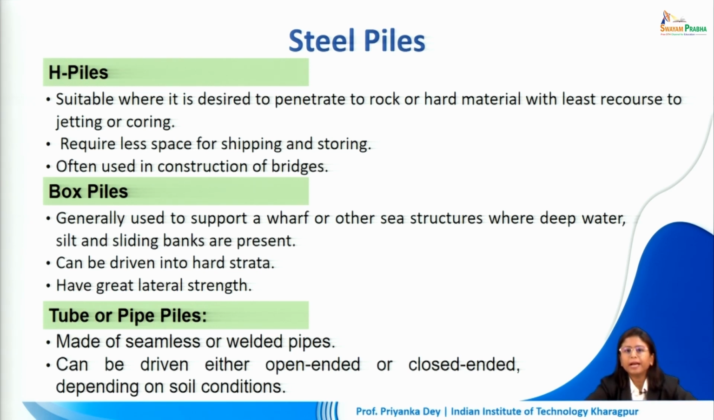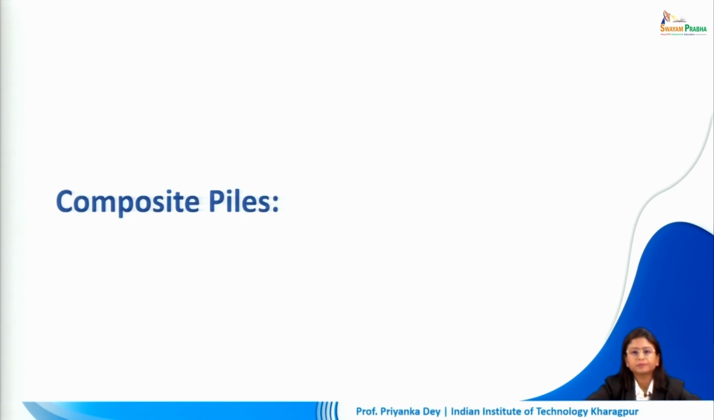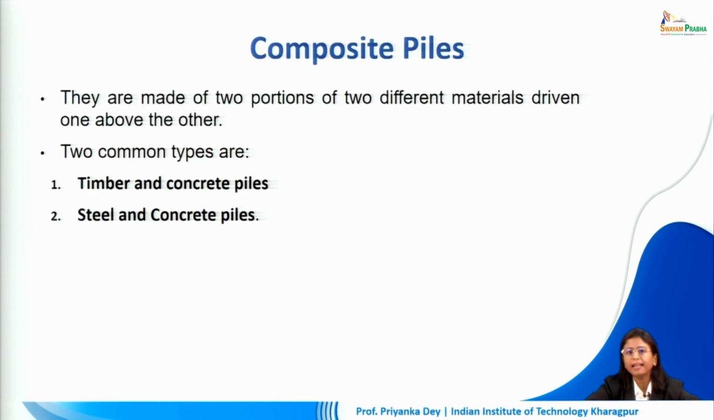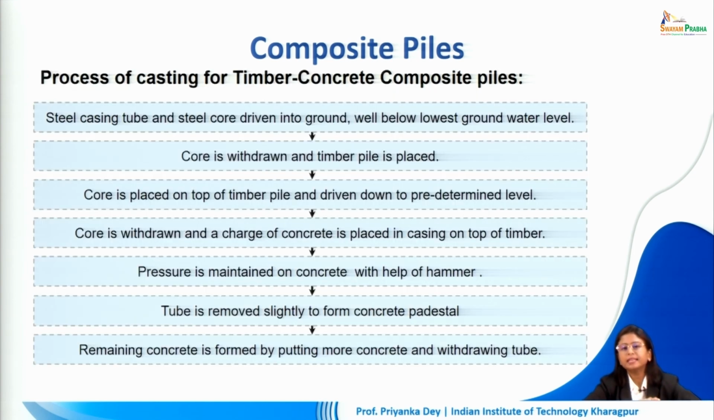The tube or pipe piles are made of seamless or welded pipes, and they can be driven either open-ended or close-ended depending upon the soil conditions. Composite piles are a combination of two types of materials. So we can use either timber and concrete piles, or steel and concrete piles. So let's take a look at the first type, which is the timber and concrete composition.